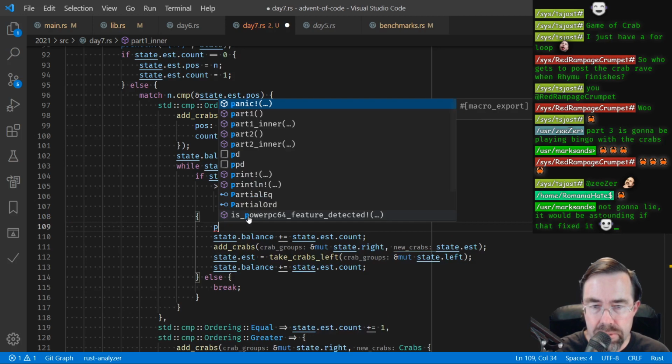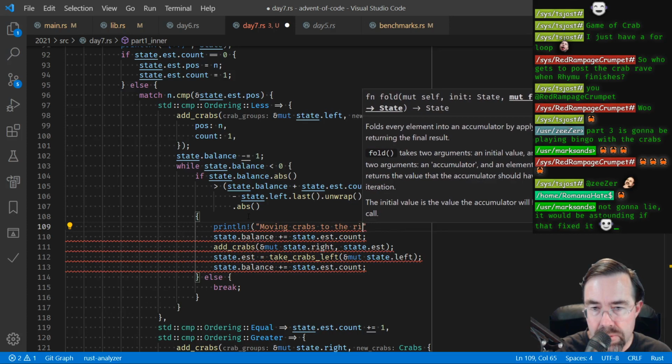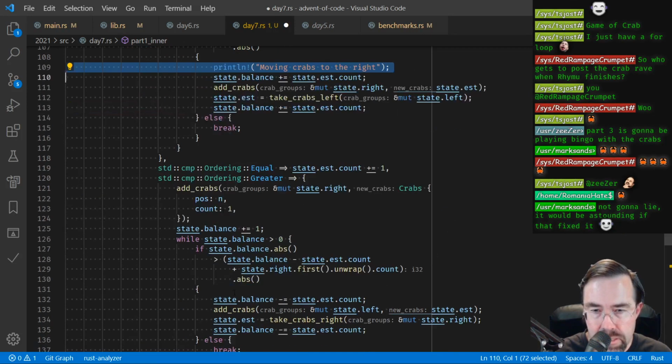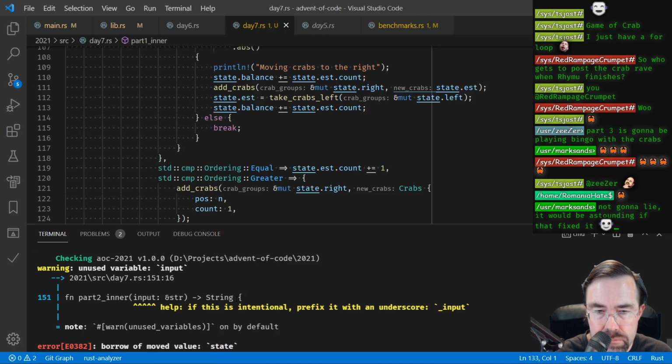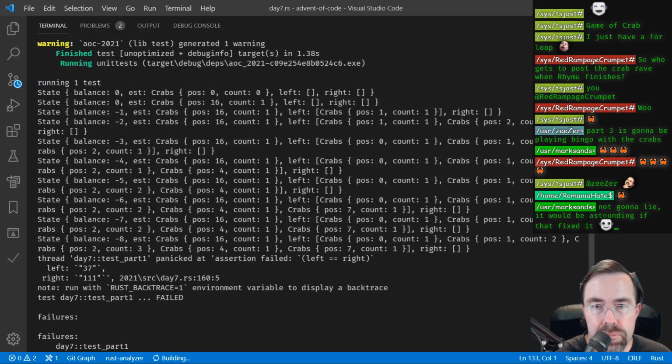So what if I print out moving crabs to the right and then moving crabs to the left? Run. We never moved them, so why not? I mean, it's nice to see that the sorting is correct, at least. Right? They're all being sorted correctly. 0, 1, 2, 4, 7.